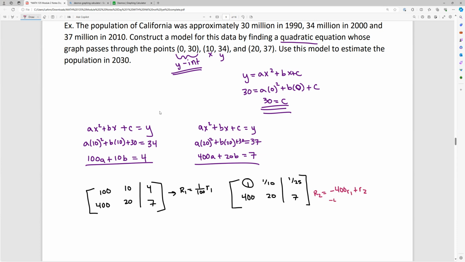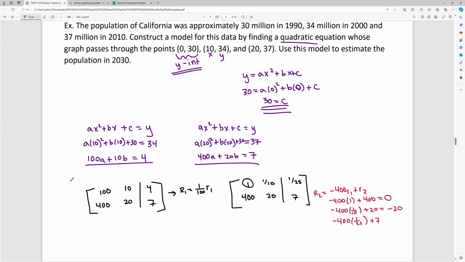If we want to show your work, I'll show my work on this one a little more. So we're doing times 1 plus the 400, negative 400 times 1/10 plus the 20, negative 400 times 1 over 25 plus the 7. Okay, so this first element will be 0. Negative 400 divided by 10 is negative 40 plus 20 is negative 20. And then we get negative 400 divided by 25. Off the top of my head, I don't remember what that is. It's been a long day, so hang on just a second. Let me get my calculator.